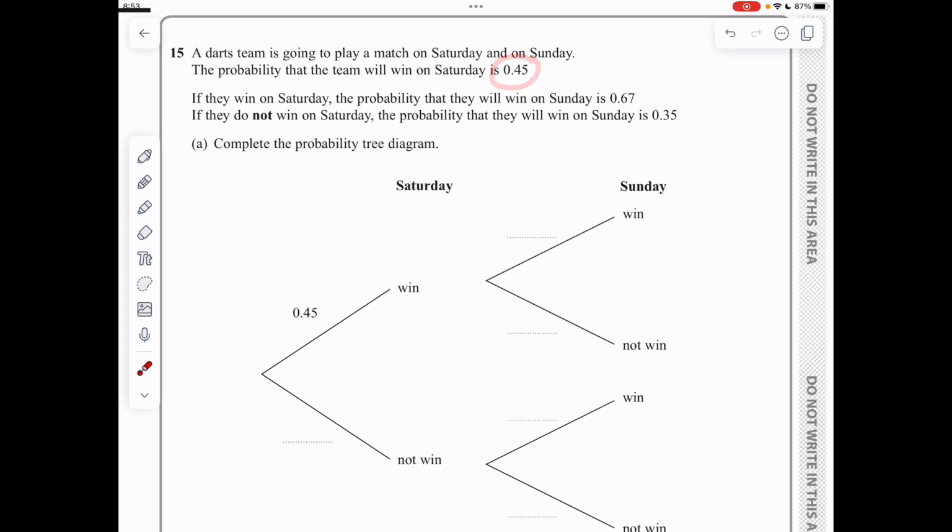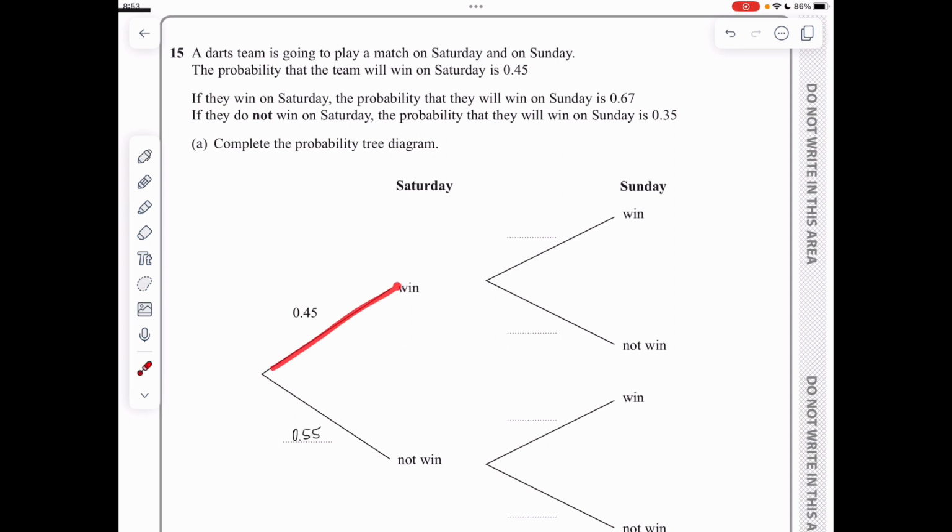And if they win on Saturday, they will win again on Sunday with probability 0.67. However, if they lose on Saturday, they will win on Sunday with probability 0.35, and we are asked to complete the tree diagram given here. So remember that the sum of the probabilities should be 1. So the probability of not winning on Saturday is 0.55.